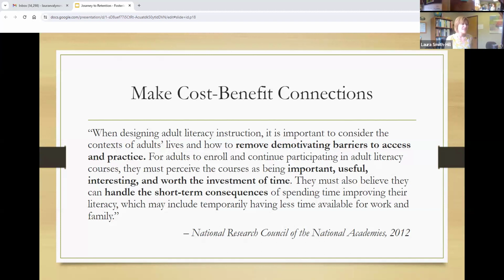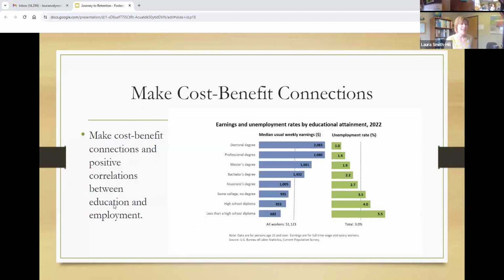And looking at the bold, being able to identify that this is a worthy investment of their time and that they'll be able to handle the sacrifices that are being made to family time or working overtime. And this is one thing we've discussed, is helping students see this correlation. Why not use a reading of a graph to help convey the cost benefit of education versus earnings?